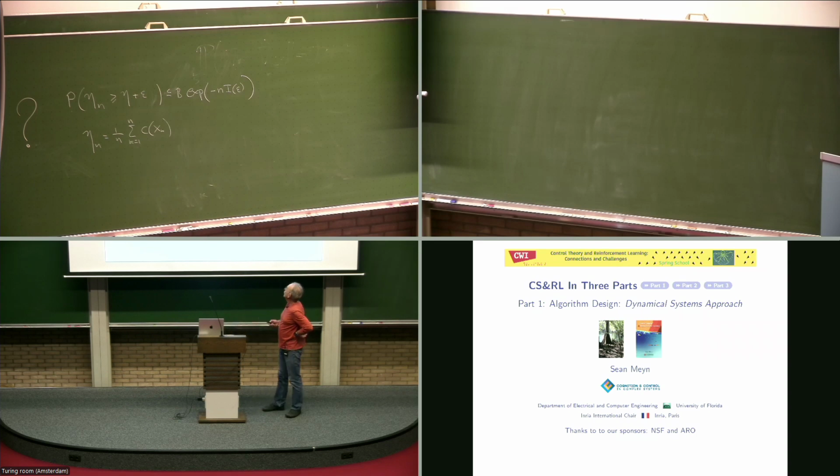Yeah, so there's three parts to this. Today, parts 1 and 2 will be about, well, let me just say first part 1. The title here, Algorithm Design Dynamical Systems Approach, that's stolen from Vivek Borkar's book on stochastic approximation. And so really, I'll be talking about stochastic approximation, and it'll be more exciting than it sounds, I promise. And there's some new discoveries actually since the book, which I'm quite excited about.